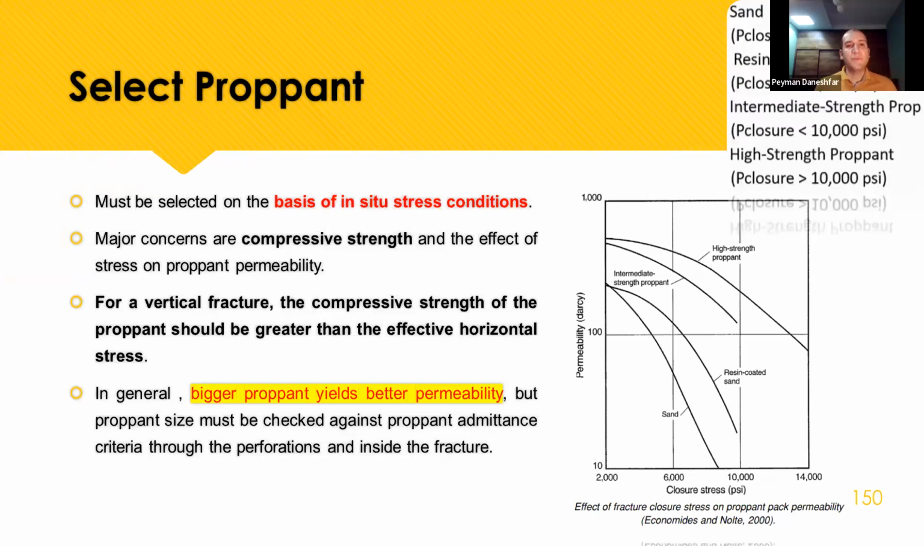In general, bigger proppant yields better permeability, but proppant size must be checked against the perforations and the fracture width. If you see this curve, it's about the closure stress and the permeability. If the closure stress is higher, our permeability will decrease.